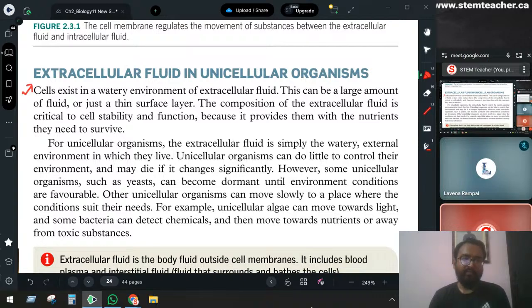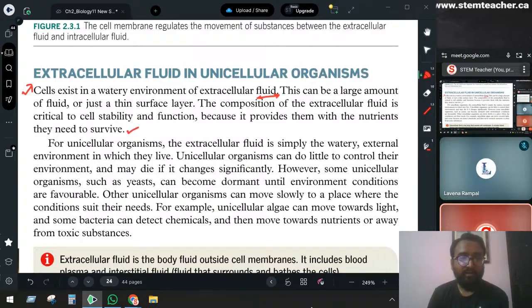The cells exist in a watery environment of extracellular fluids. This can be a large amount of fluid or just a thin surface layer. The composition of the extracellular fluids is critical to cell stability and function because it provides them with the nutrients they need to survive. In order to survive, they need nutrients and proteins. They will process. They are the entry gates, the entry and exit of the cell.